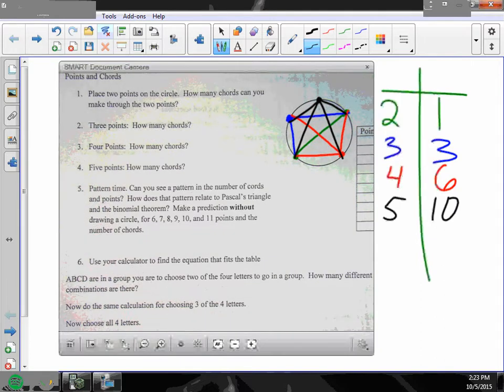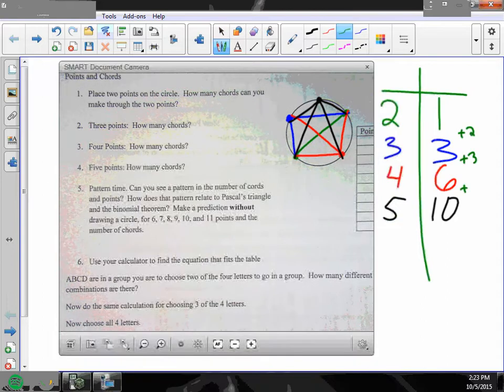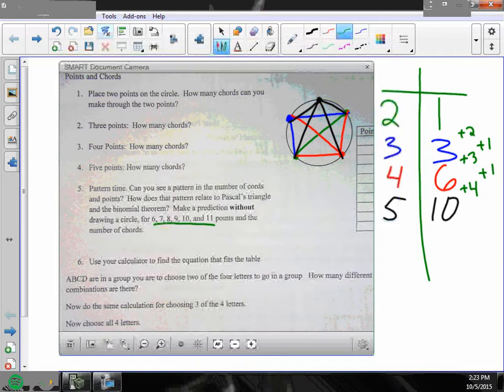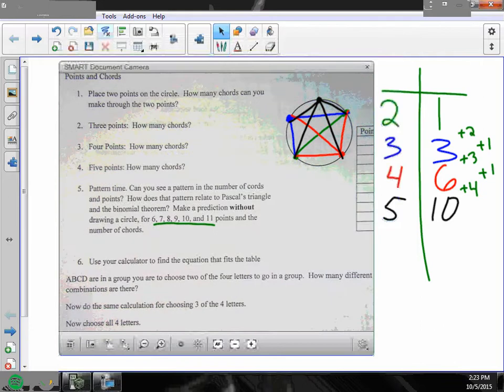Do you notice a pattern? What's the pattern you see? It's quadratic. Why? So if I were to calculate the differences, +2, +3, +4, and the second differences are +1, +1, so it's got to be quadratic. So we're supposed to make predictions here. I'm lazy. I'm tired of drawing chords.